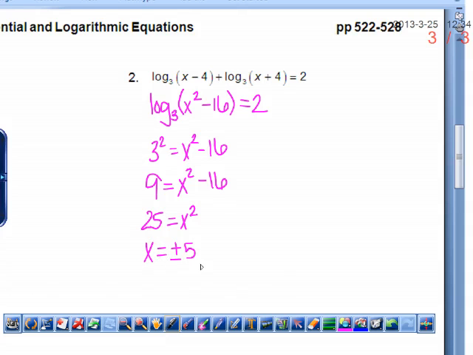So when you plug in negative 5 up here, you're going to get negative 5 minus 4, which is a negative 9, which does not work. Negative 5 plus 4 is a negative 1, which does not work. So my solution here is just x equals 5. Oh, so if it was like negative 3, it would work. Correct. Everyone okay on that? Yep.